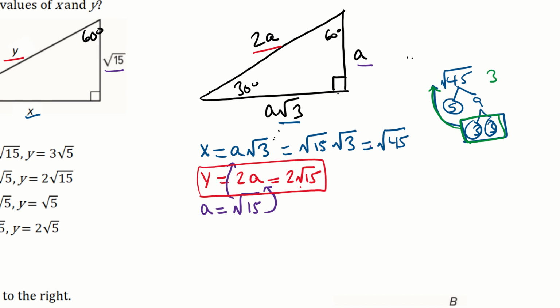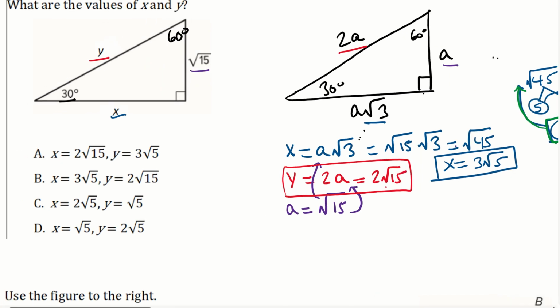So we got 3 on the outside and 5 on the inside. All right, so it's equal to 3 square root of 5 for x. All right, so we got x and we got y. So x is 3 square root of 5 and y is 2 square root of 15. So the answer is B.